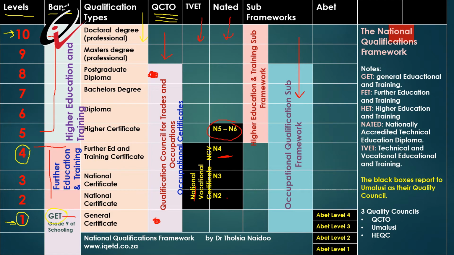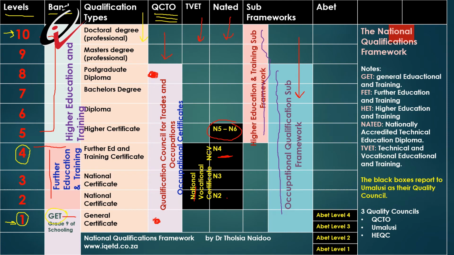And the sub-frameworks: your higher education sub-framework, the HEQSF, looks after qualifications in the higher ed space, and they're contained in this particular space here. And then you have the QCTO's OQSF, which is the QCTO sub-framework, and they actually work in the space here.